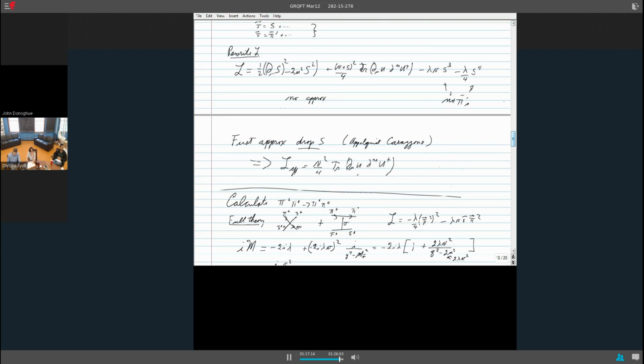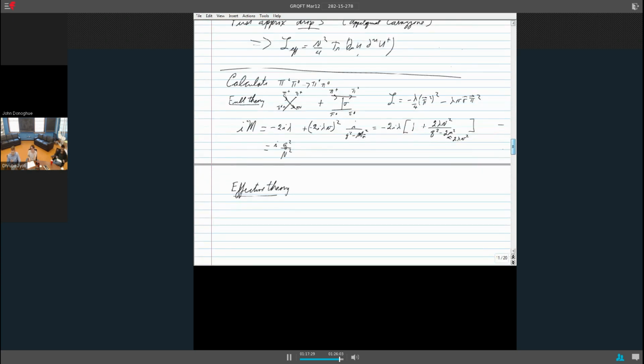So let me factor out minus 2i lambda. I get 1 plus, what's left over here, 2 lambda v squared over q squared minus m sigma squared. M sigma squared was 2 mu squared, which, if you go back and plug in what v is, is 2 lambda v squared.